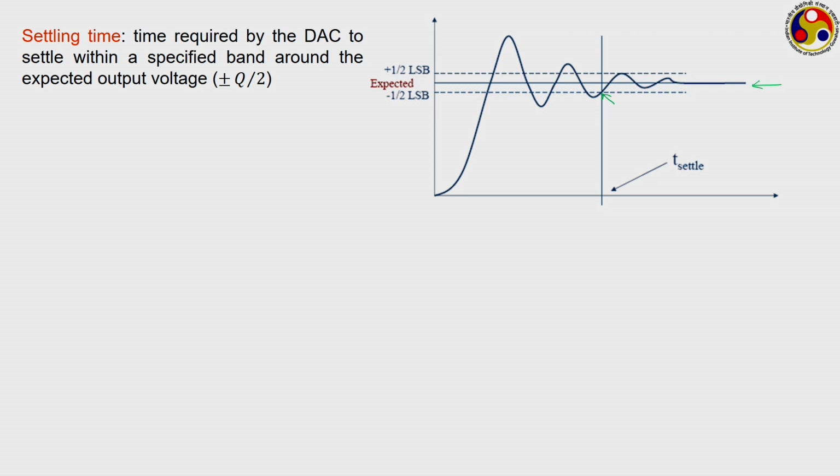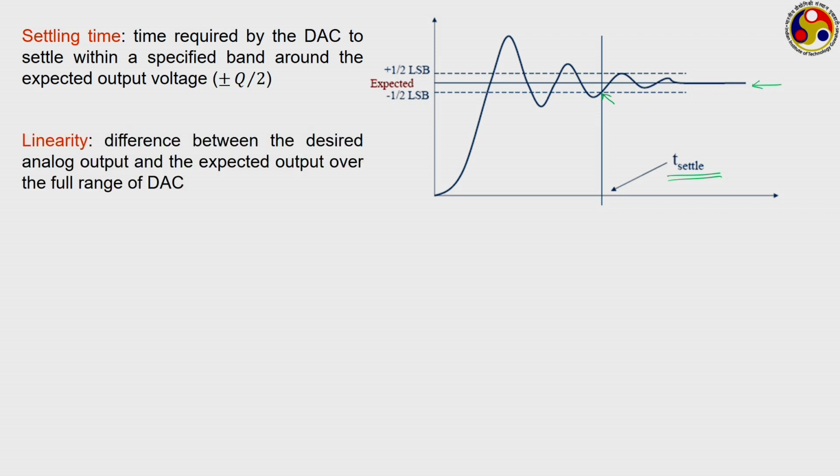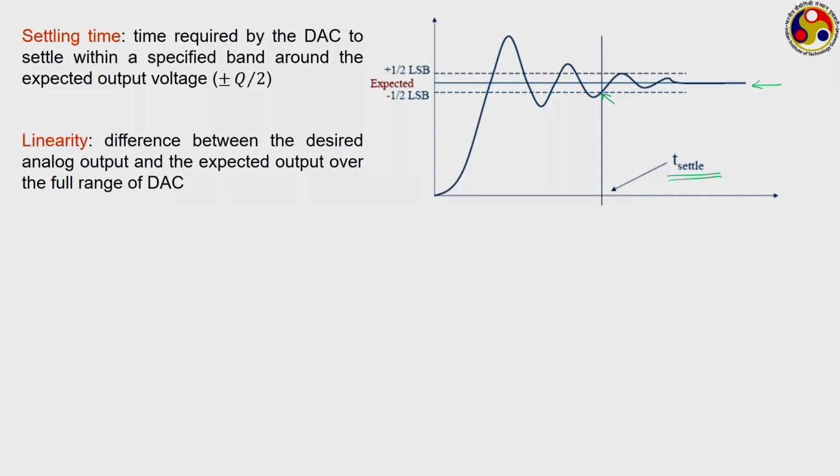So, to note the reading or output value from your converter, we must be aware of the settling time, because that is the minimum amount of time we have to provide to our instrument before finalizing or noting the final reading. The next property of importance is linearity. Like any measuring instrument, we always expect a linear behavior, that is, whatever change in the input takes place, a proportionate change in the output should also take place. So, linearity refers to the difference between the desired analog output and the expected output over the full range.